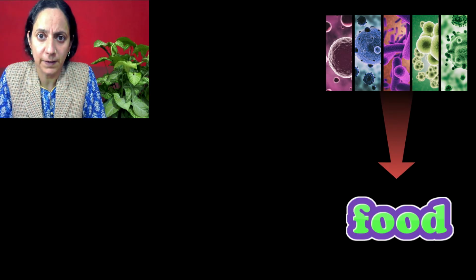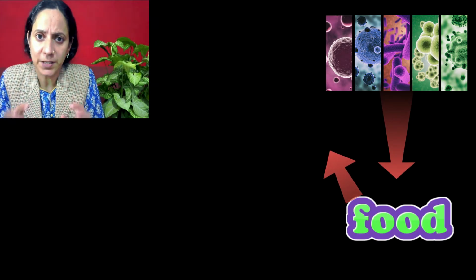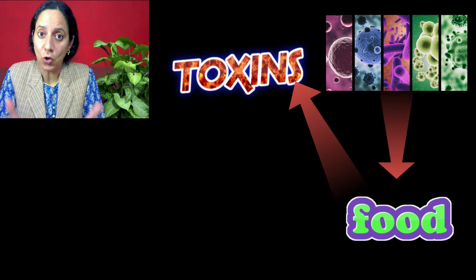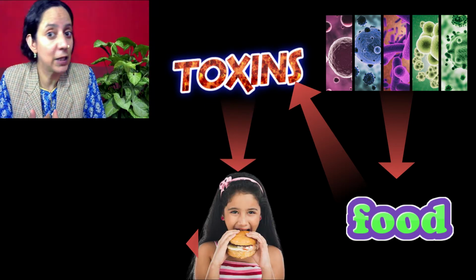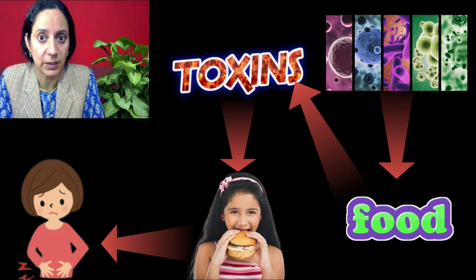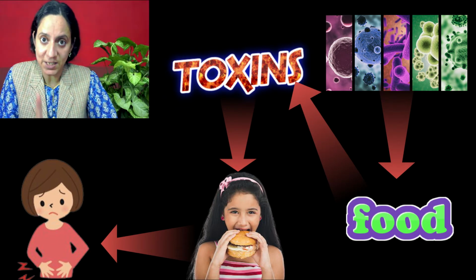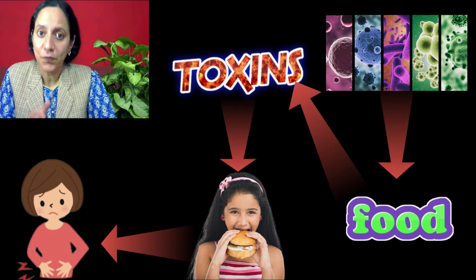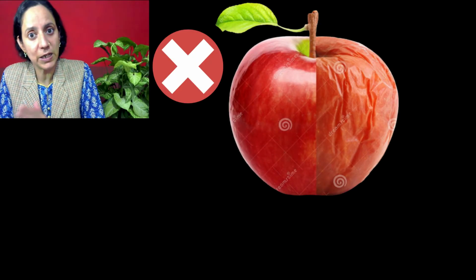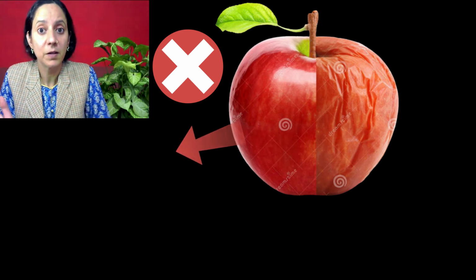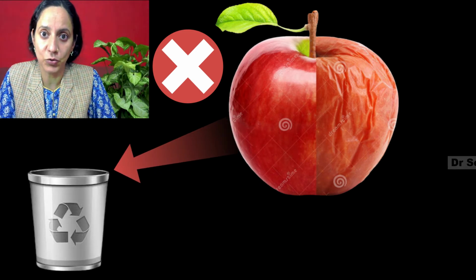Now one very important thing, viewers, these harmful microscopic organisms grow on our food, and they are producing certain toxins. Now when we eat this toxin containing food, we can get a serious illness and it can be food poisoning. So my suggestion is, if half part of the apple is rotten, don't eat the rest of the half. Throw away the entire apple into the bin.